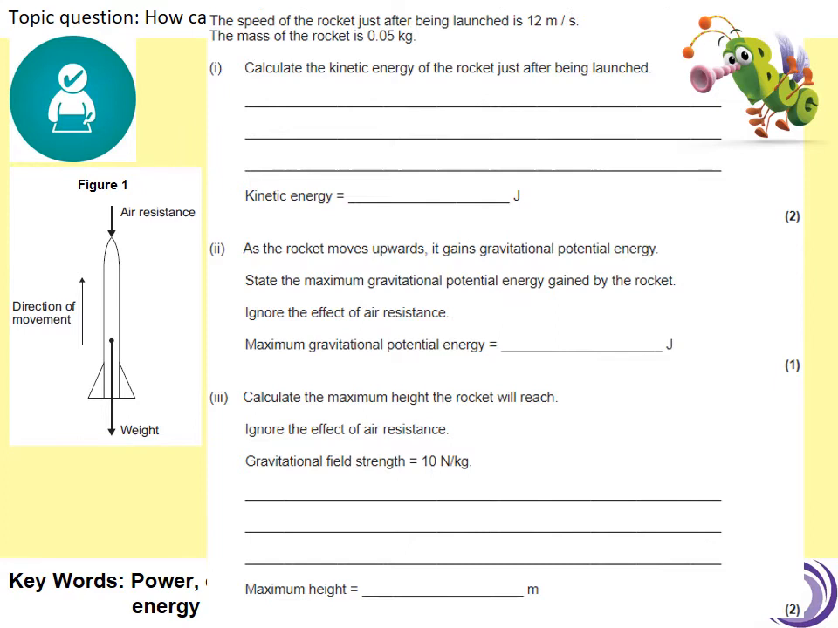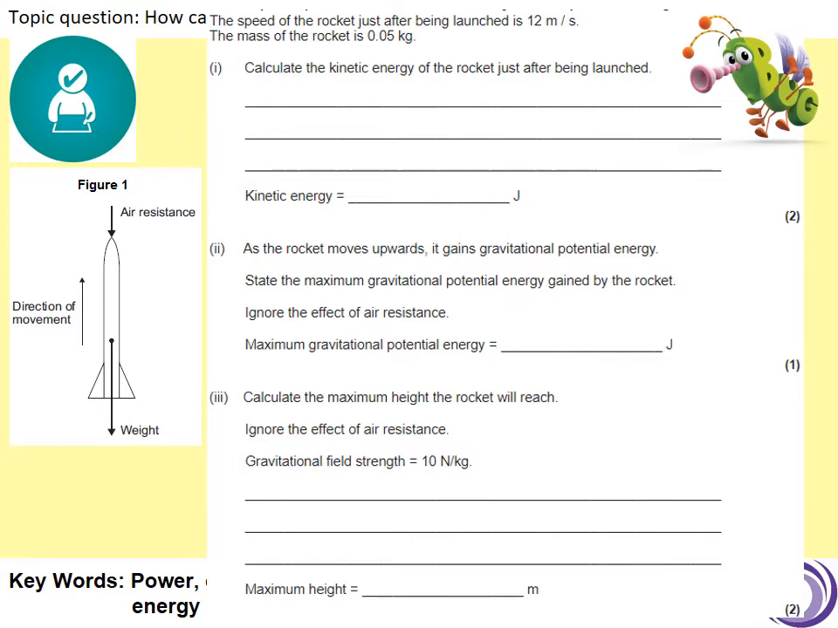Now, the command word for part 1 would be the calculate, because it tells you you've got to do a calculation, so you will have to use an equation. So you would box that, and we're focusing on kinetic energy, so you would underline that. So hopefully you're already thinking, well, I need to get my kinetic energy equation and use it for this question. In the section at the top, it tells you the mass and the speed.